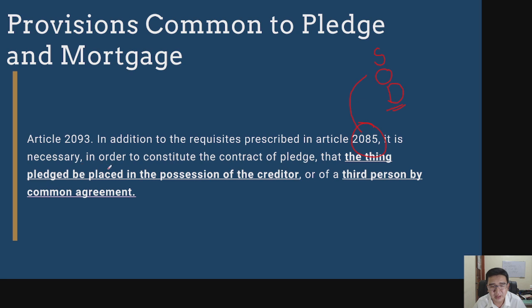It is necessary in order to constitute the contract of pledge that the thing be placed in the possession of the creditor or a third person. Anong ibig sabihin nun? So, meron pa siyang isang element, which is possession. Ito na yung sinabi ko kanina. Di ba? In advance ko na.